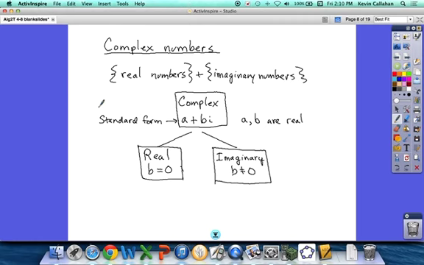Now, real numbers are a subset of the complex numbers. If b equals 0, then you don't have any i's. So all the numbers where b is 0, that's what the real numbers are, because there's no i. And if b does not equal 0, then every number you've got has an i in it. Those are imaginary numbers.